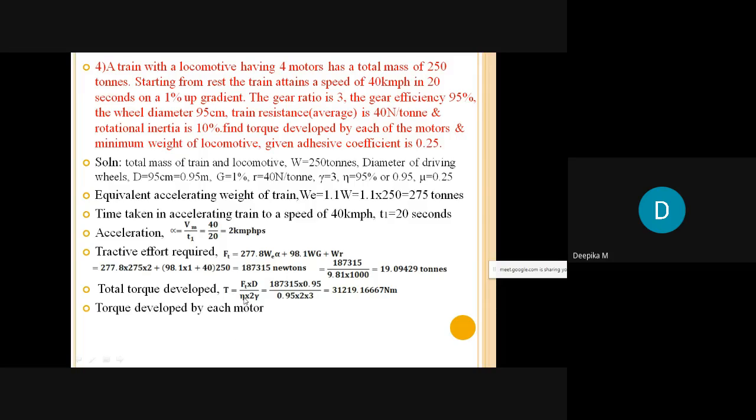So it is the total torque developed, but we have to calculate the torque developed by each motor. So how many motors are there? We have 4 motors. So the torque developed by each motor is nothing but total torque developed divided by number of motors. Hence it is nothing but 7804.7916 Newton meter. So hence we have calculated the first case, that is torque developed by each motor.